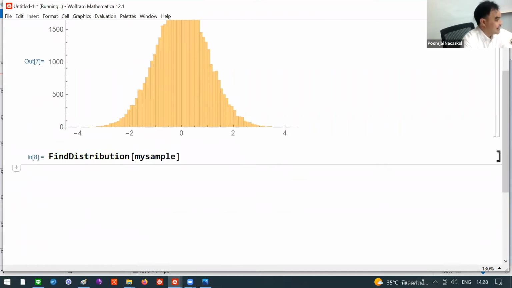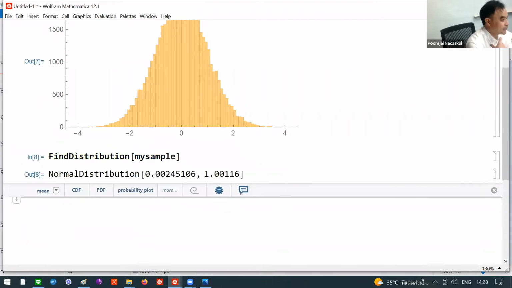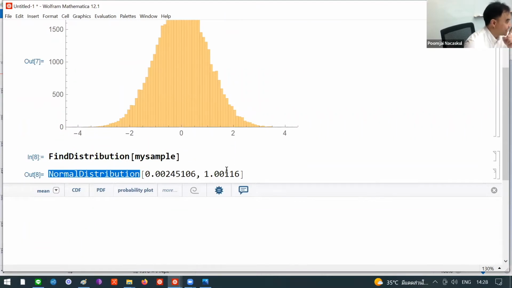Mathematica is going to try to find it. And this is what it returned. It returned the word that you saw before. You remember this word, right? Because actually it's consistent. I used this function to generate. So when I ask the computer to find it, it finds the original function.